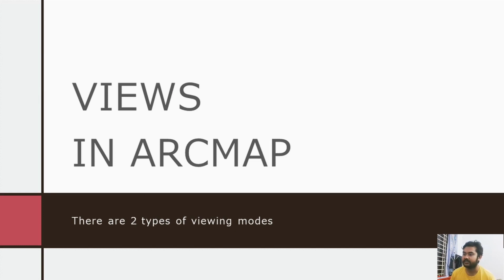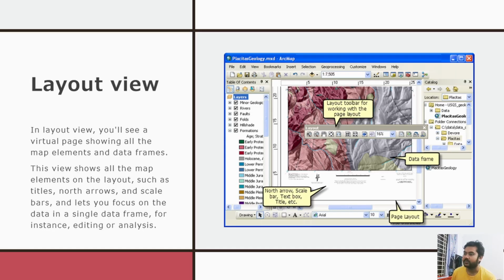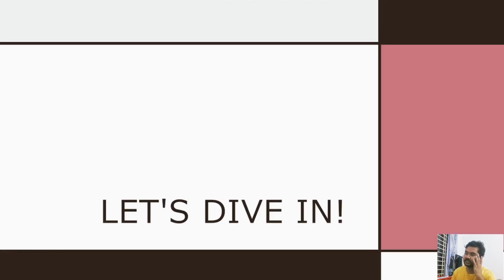Let's learn about the views inside ArcMap. ArcMap provides two ways to view a map, the data view and layout view. Each view lets you look at and interact with the map in a specific way. Data view is an all-purpose view for exploring, displaying, and querying the data on the map. In layout view, we can see a virtual page showing all the map elements and data frames. So both are needed to make a good map.